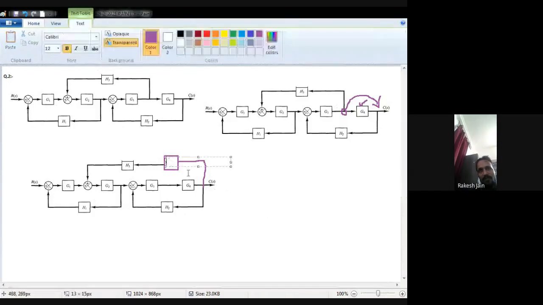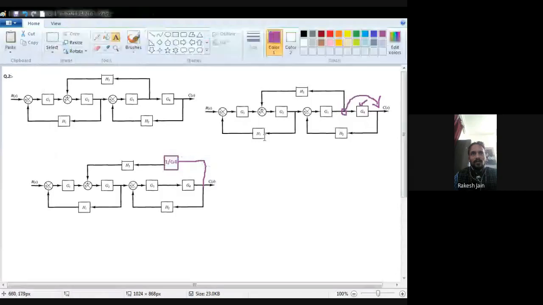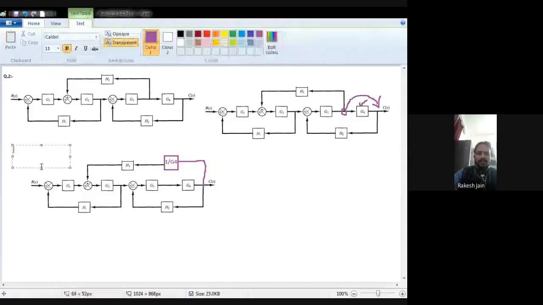But what will happen whenever we move any pick off point after a block, then in the same line which we move, the gain of that block also comes in the reciprocal manner. So here, because we move after G4, 1 by G4 will come. I just reduce the size so you can see. Now see, because this pick off point just moved after the block, that's why 1 by G4 will come into the line. So this is my step number first.